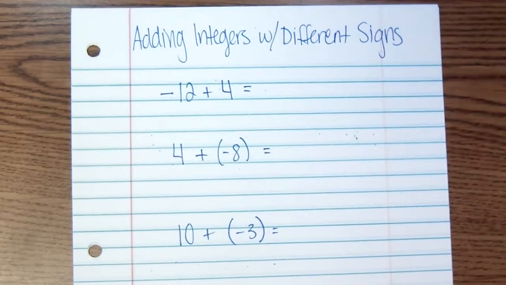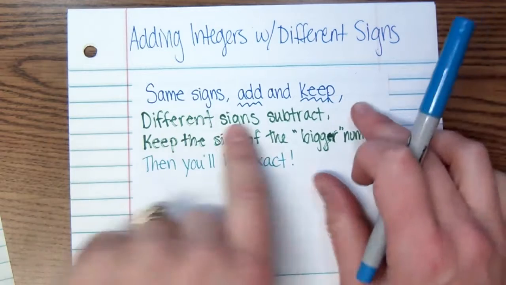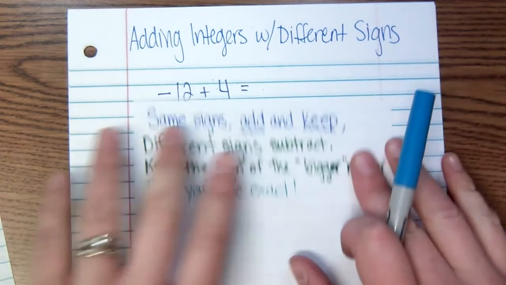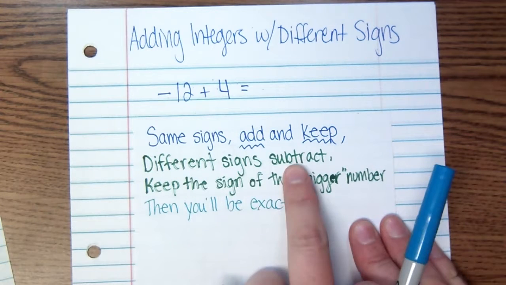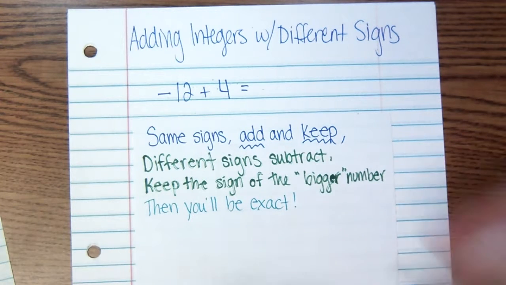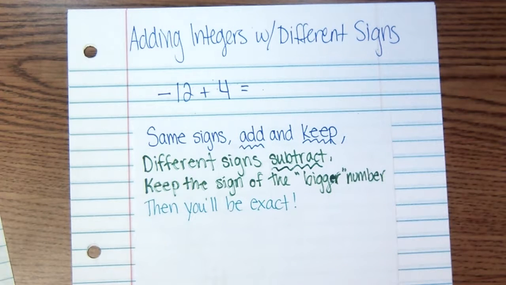Okay, when we're adding integers with different signs, things are a little bit trickier than when we're adding integers with the same signs. Our song is same signs add and keep, but these aren't the same signs, so that's not going to work. Different signs subtract. So we're going to subtract these numbers first and then keep the sign of the bigger number, then you'll be exact. So let's talk about this.